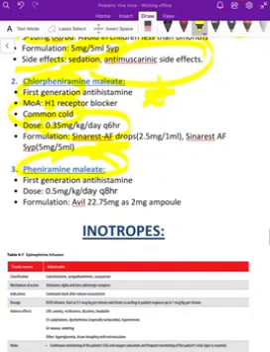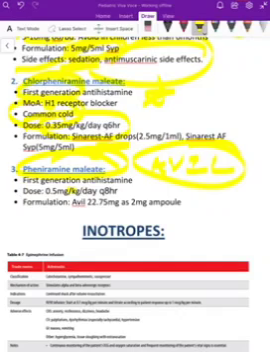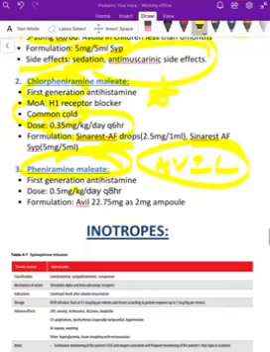Next one is pheniramine maleate. This is nothing but the popular drug, that is Avil. Okay, this is one of the popular drugs which we use for any of the allergic reactions, or once we give blood products, if they develop any transfusion reaction, this is one of the first line drugs that is used. So that is pheniramine maleate. This also is one of the first generation antihistamines. Dosage is 0.5 mg per kg per day, which can be used TID. What is the formulation that is available? 22.75 mg as 2 ml ampule.